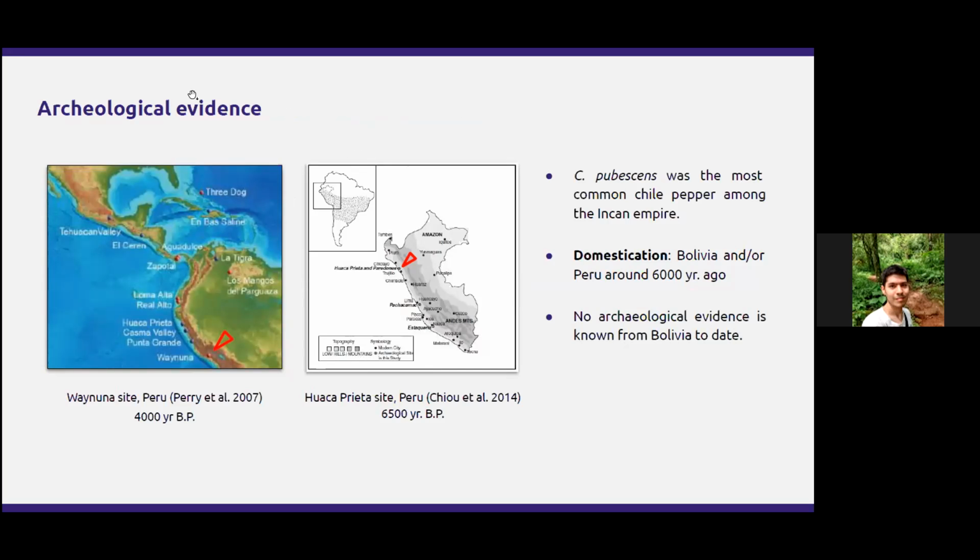Well, about the archaeological evidence, according to the literature, it is suggested that the 5 cultivated species were independently cultivated and domesticated as far back as 7,000 to 8,000 years before the present, in both Mesoamerica and South America. For Capsicum pubescens, there are 2 oldest findings that I show you with these figures. The oldest remains are both in Peru. Moreover, pubescens was the most common chili pepper among the Inca Empire, as we can see with these sites in Peru.